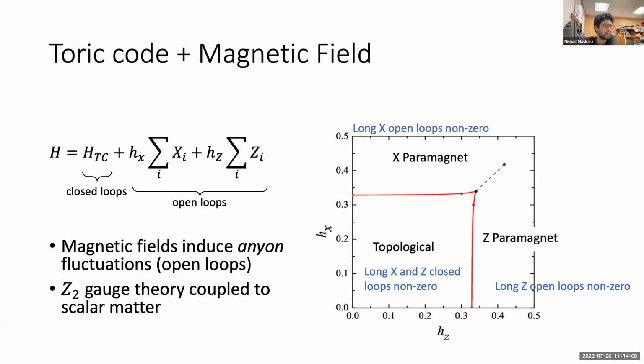So if we imagine making hx really large, then here the system is essentially just going to be a state that's polarized along plus everywhere.